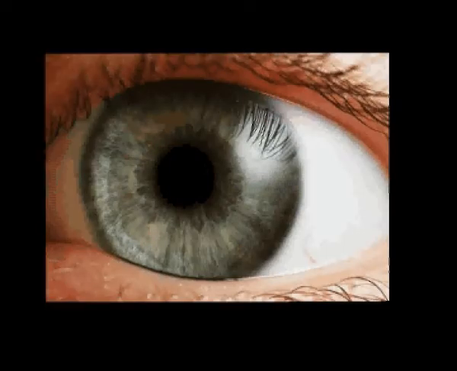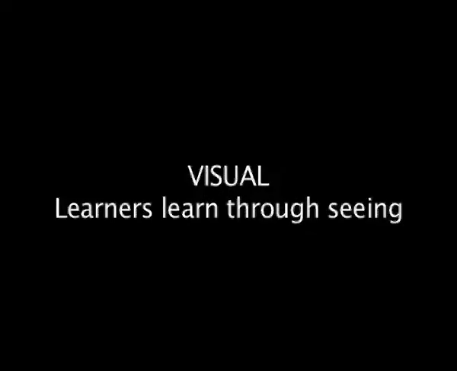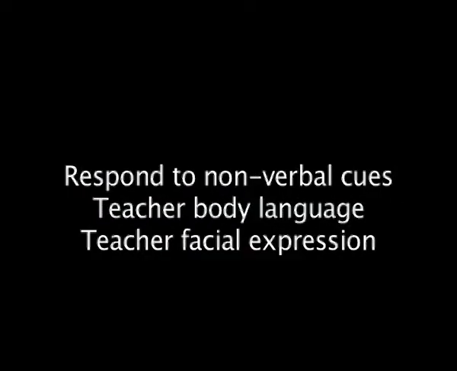Visual. Visual students are basically learners who learn through seeing. Visual learners need unadulterated views of teachers and materials. Visual students respond to teachers' body language. They also respond to teachers' facial expressions. They are very tuned in to non-verbal clues.